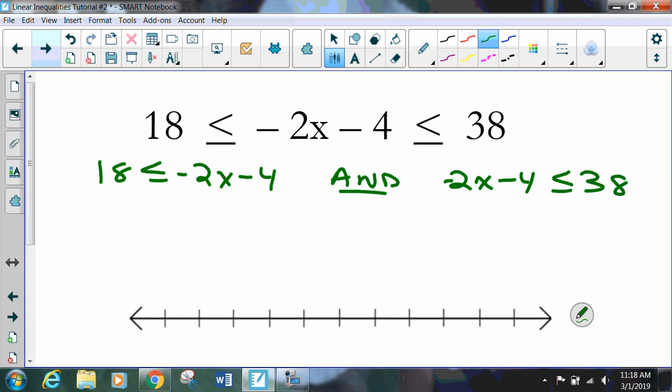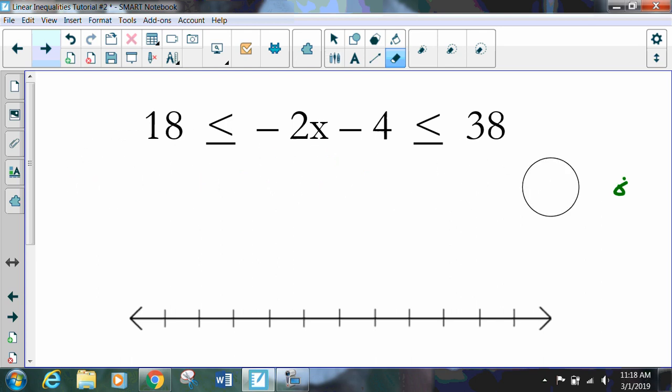We could do that and then solve both of them, but I don't recommend doing that. I just want you to know this is another way that an "and" problem can present itself. It is an "and" problem. So here's what we're going to do.